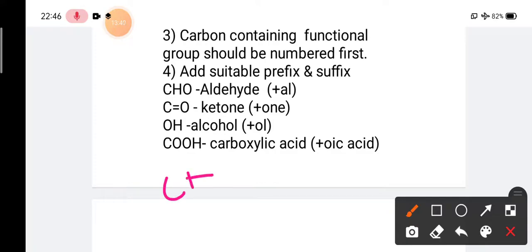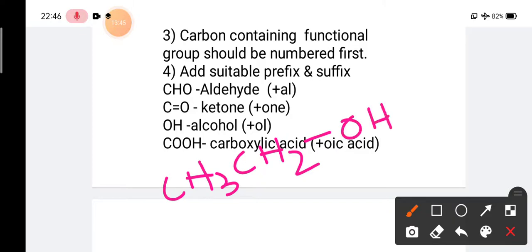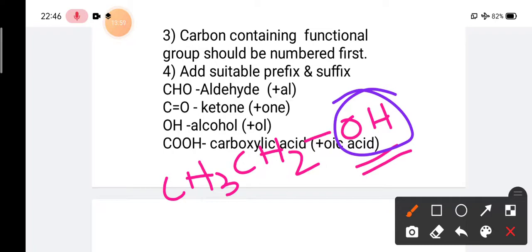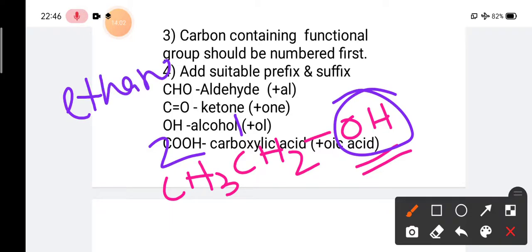And one example I have to do for the alcohol as well. So let's take an example of CH3CH2OH, and this OH is the functional group. As you know, this OH is a functional group and it is bonded to this carbon, so this will be number 1 and 2. So what will be the name? As the number of carbons is 2, it will be ethane, and this E will be removed, plus ol. That means for alcohol it is suffixed with ol, so the name will be ethanol.